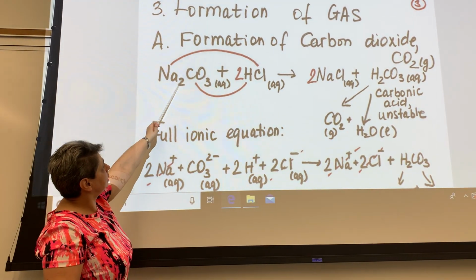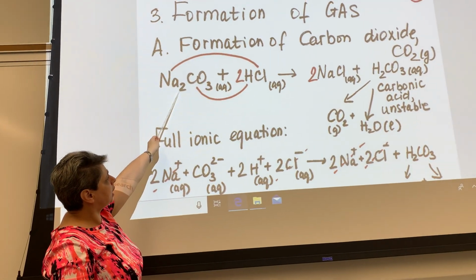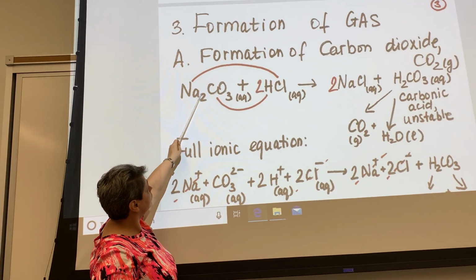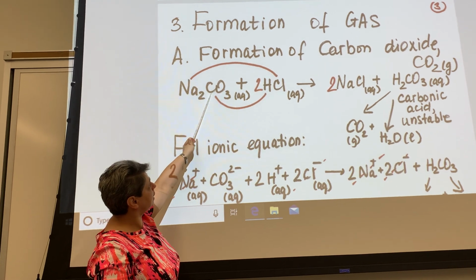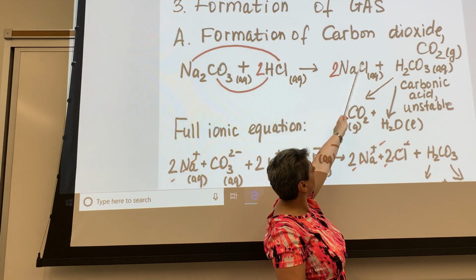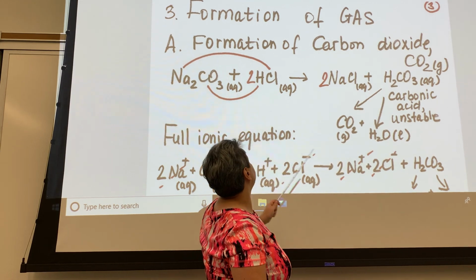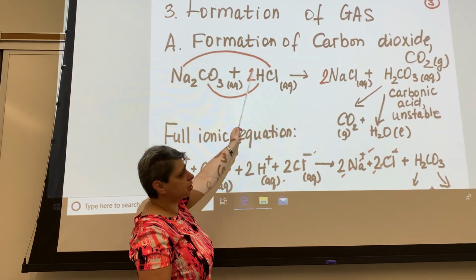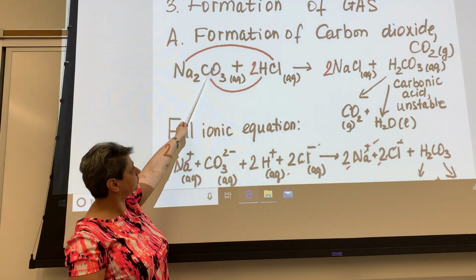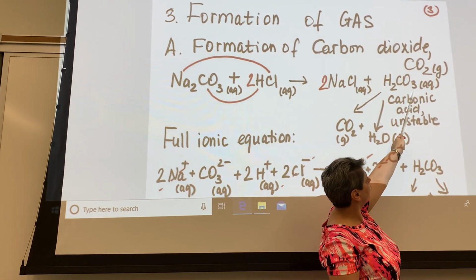Notice, by the way, that this subscript here is not going to be carried over into the product side because of the charges. Sodium is +1, and the reason why it has 2 right here is because carbonate is -2. But on the product side, sodium is now going to be paired up with chloride. Sodium is +1, chloride is -1, so we only need 1 of each. And then the second product of the reaction is a very interesting substance. It's hydrogen paired up with carbonate, which produces a substance called carbonic acid, H2CO3.